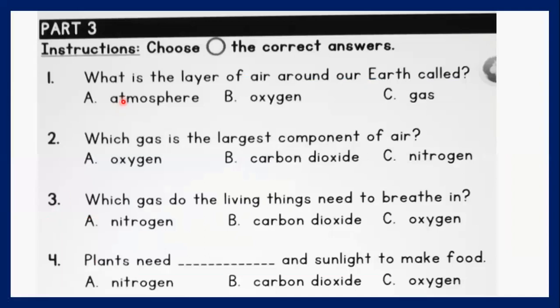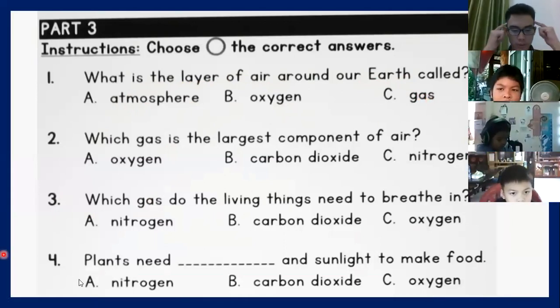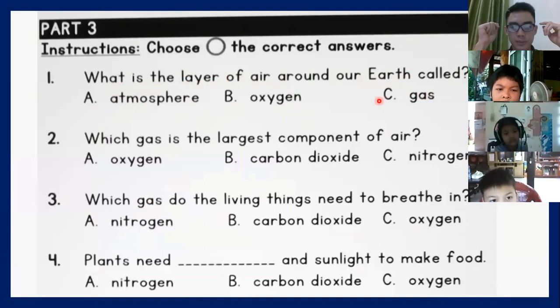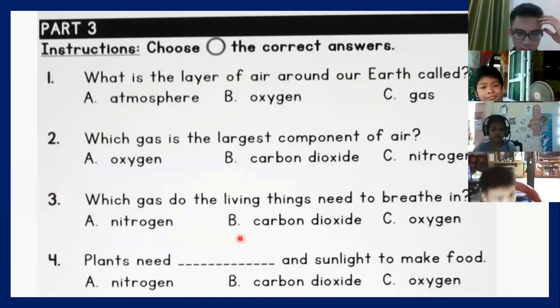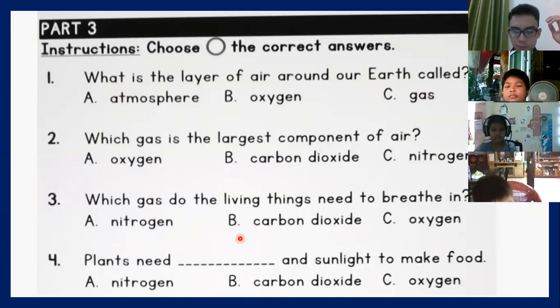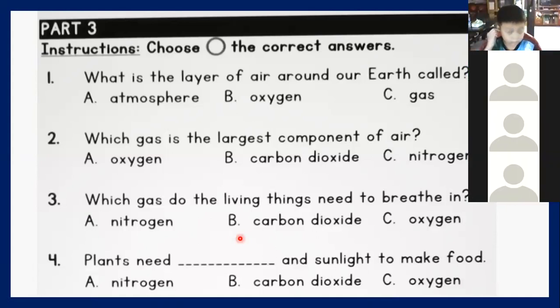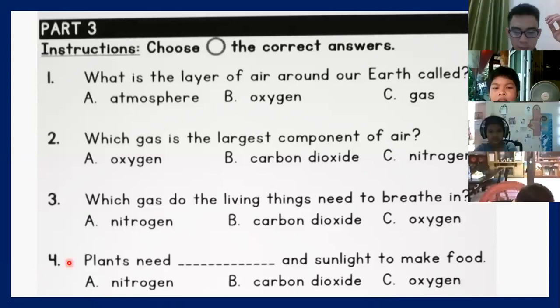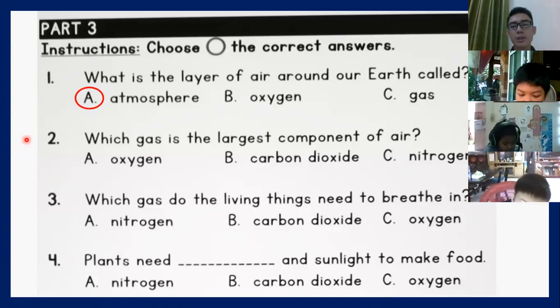Number one. What is the layer of air around our Earth called? A, atmosphere. B, oxygen. C, gas. Atmosphere. A, B, or C? A. Great. Kevin, what is your answer? A, B, or C? Brittany, what is the answer? A. Good job. The atmosphere is the layer of air around our Earth.